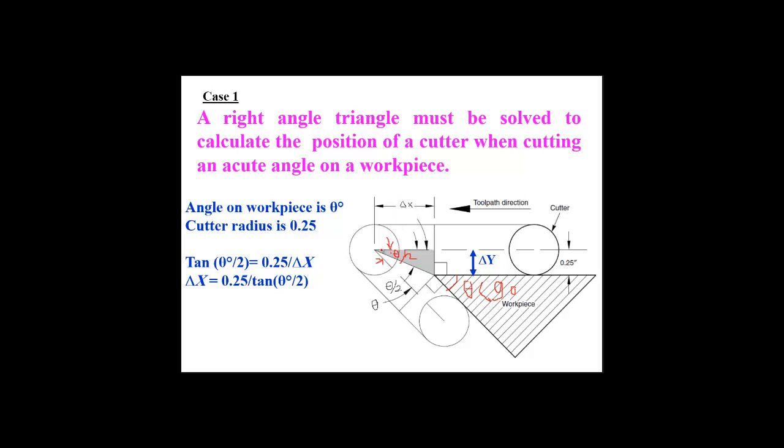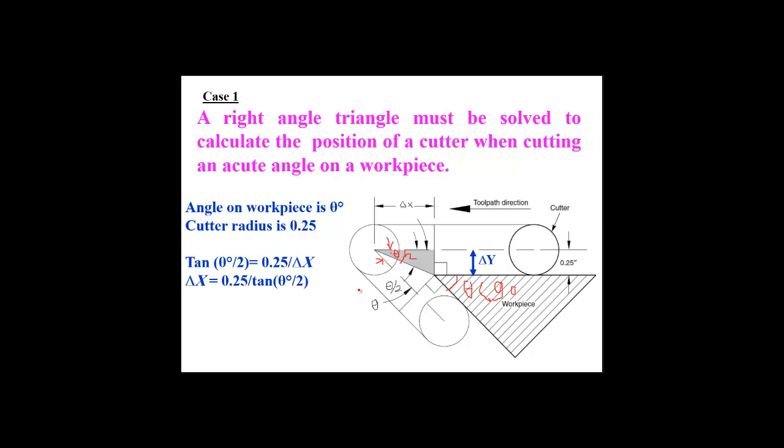So simply, if we apply one of the trigonometric relationships, tan of this angle will be this value divided by this, the opposite divided by the adjacent. So dividing dy by dx equals tan theta, or tan half of theta. Since we know theta, of course, because we know the geometry of the workpiece.